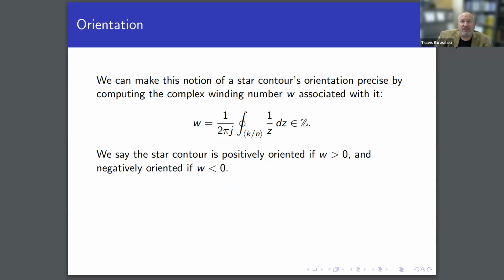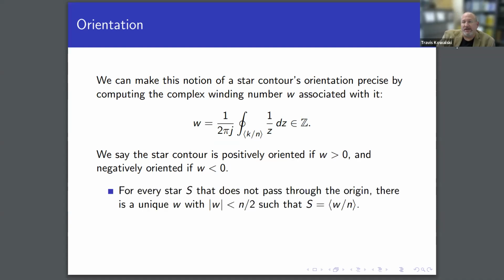The notion of this orientation too can be made precise because these are functions. We just take the winding number of these contours. So if the winding number is positive, we're going to say that the star is positively oriented. If the winding number is negative, we're going to say that the star is negatively oriented. We can use the winding number as a numerator if we want to talk about a standard form.